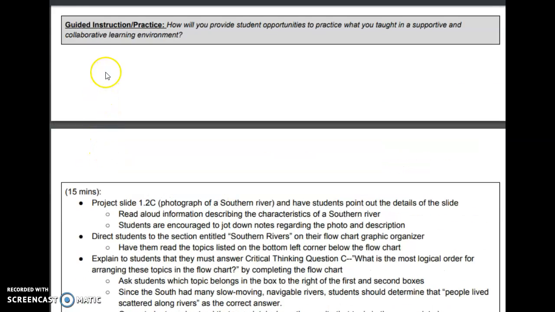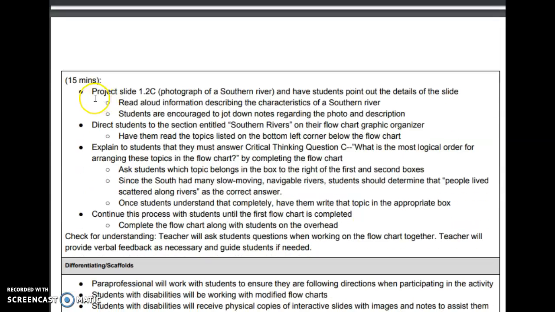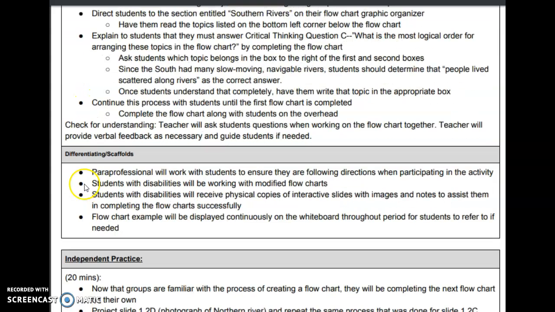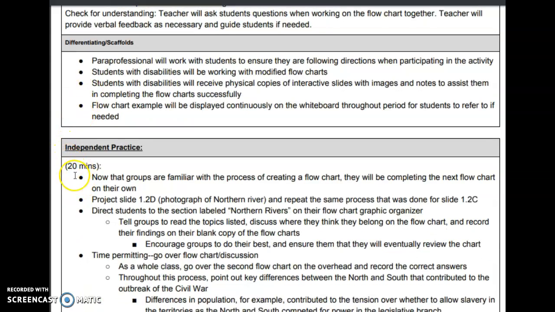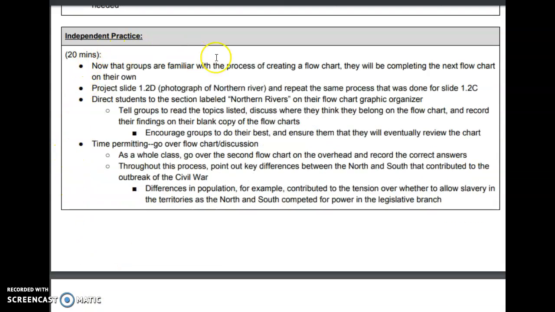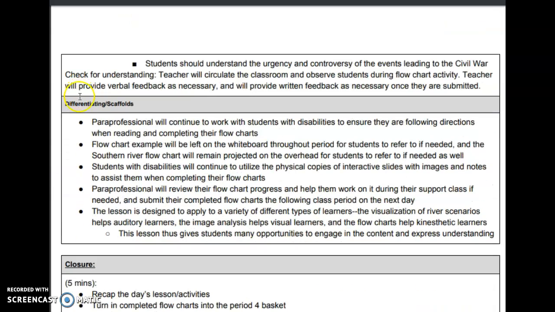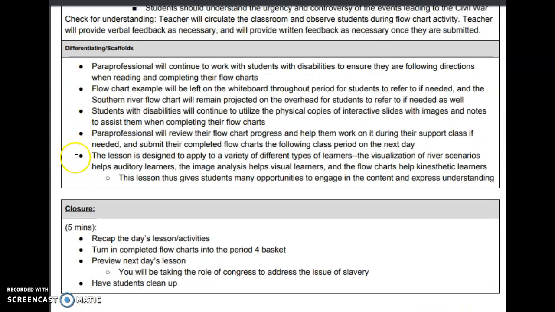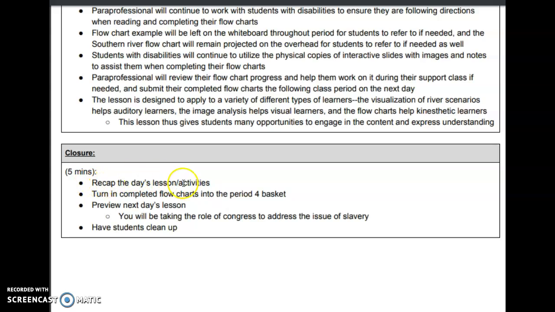And then you have your guided instruction. So you allow students to engage with the topic here. And then again, more scaffolding. And then the actual activity. So now you're grouping up the students and then allowing them to make their flow chart, and more scaffolds here. And then the closure, recap today's lessons. You turn in a flow chart. That's basically what you're going to be grading, and preview of the next lesson, and then cleaning up.